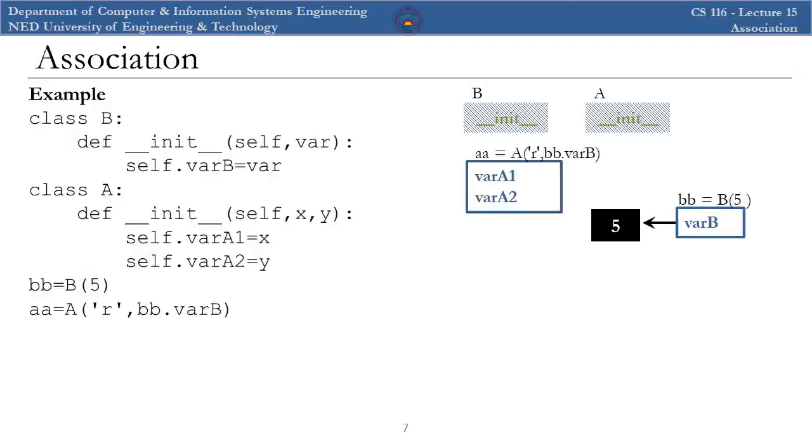So what will happen at the back end? This namespace will be created. It will contain two instance attributes, variable a1 and a2. R is another object. A1 will point to R after instantiation, and A2 will point to bb dot variable b's value, which is 5. So here it is, right?